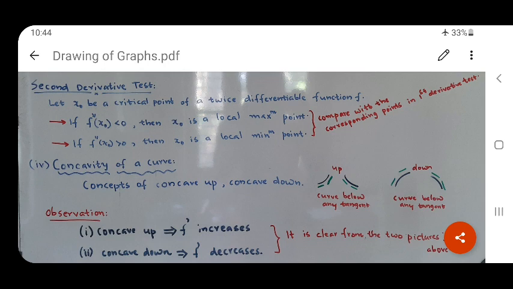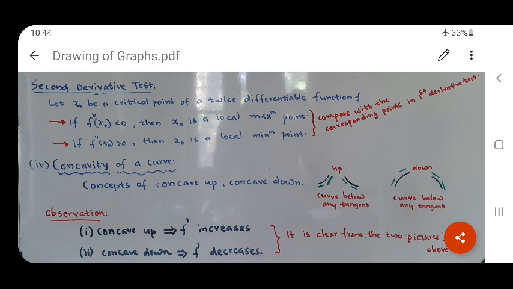A function is said to be concave up in an interval if it lies above all the tangents to the curve in the interval. And if it is lying below the tangents, then it is concave down. Look at the pictures. The first two are for concave up because all the tangents are below the curve, or the curve is above the tangents. So it is concave up.